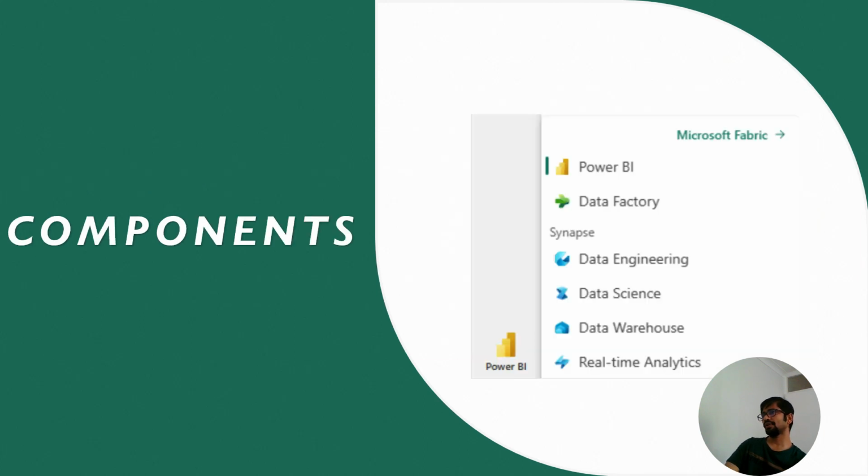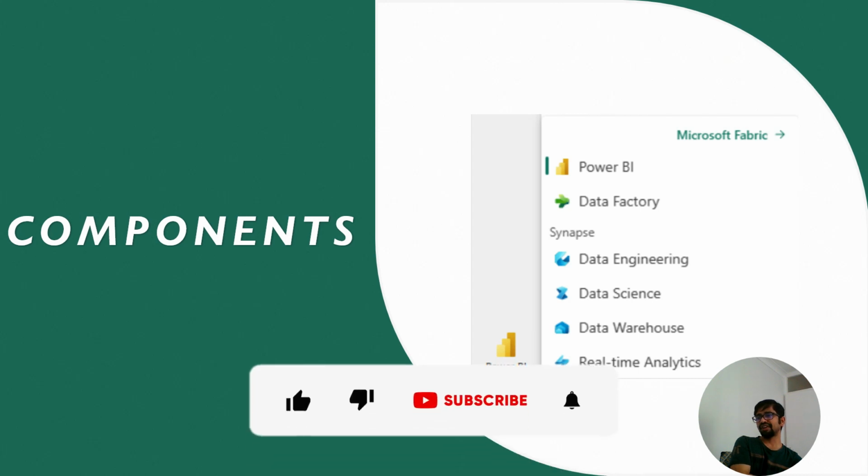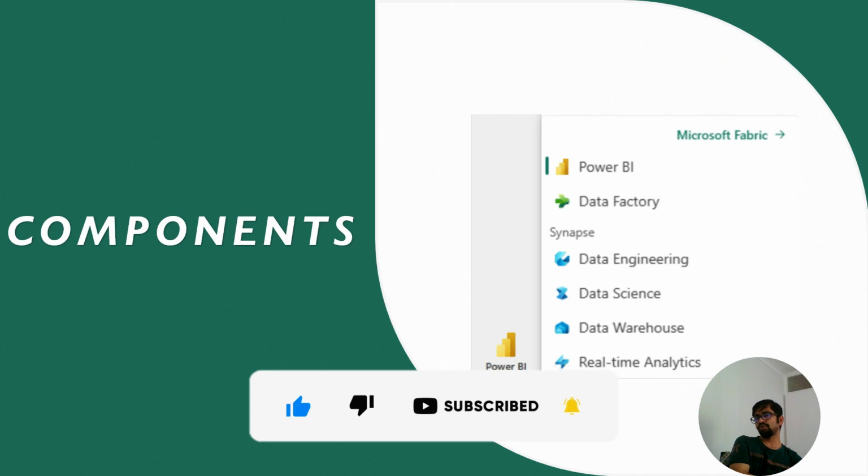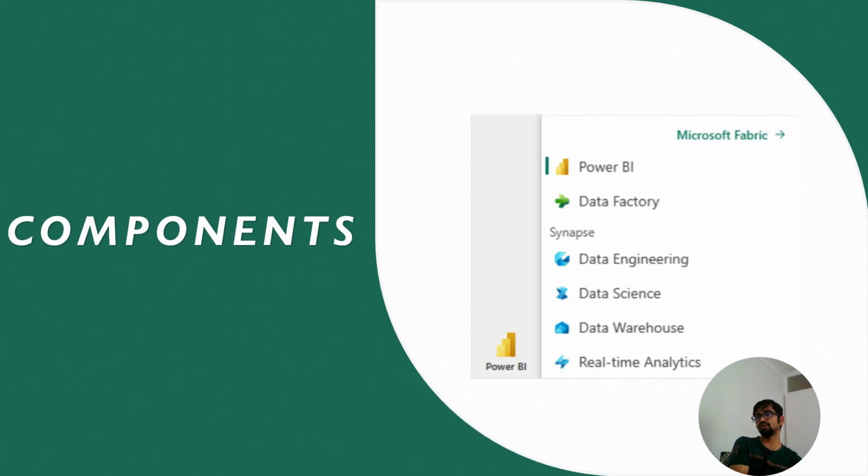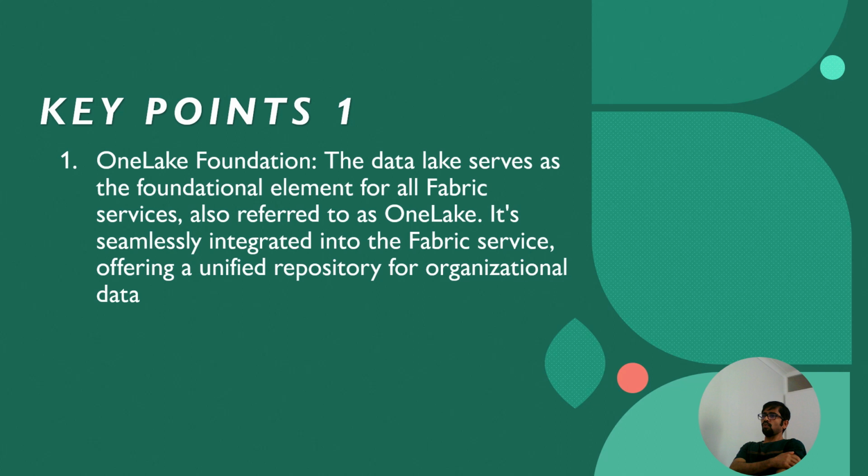So now let's go to the next slide and understand what we have here. We have some components, or you can say workloads, available in Microsoft Fabric. The first one is Power BI. The second ones are Data Factory, Data Engineering, Data Science, Data Warehouse, and Real-Time Analytics. I will show you in detail how to access and go through these workloads and understand the services each of them provides individually. So as of now, these are the workloads available in Microsoft Fabric. Let's go to the next slide and see the key points.